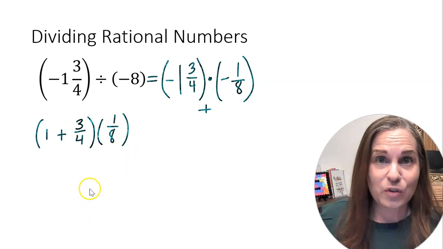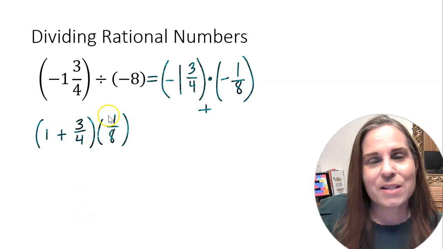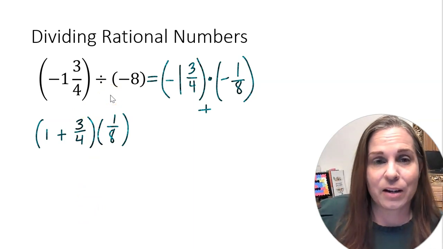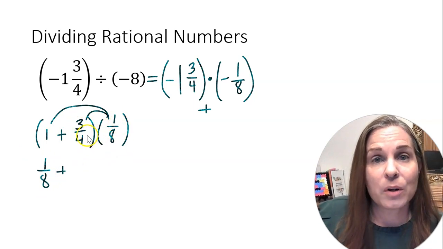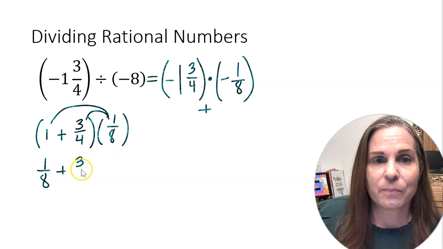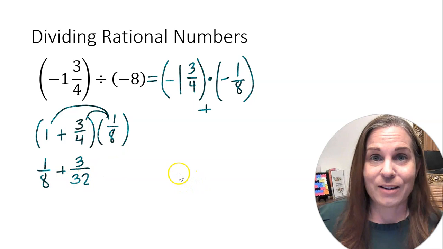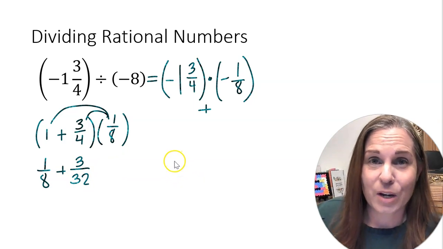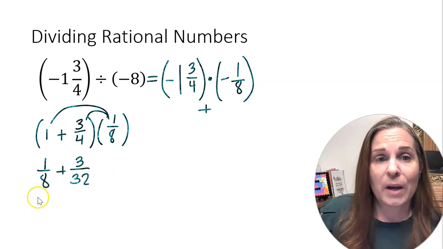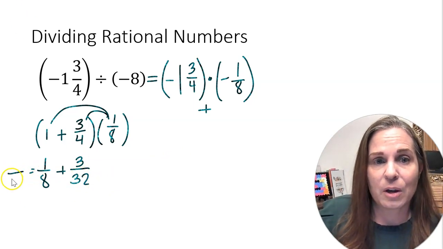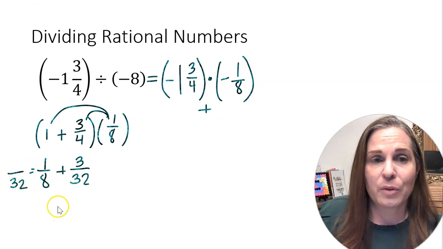So I'm going to use the distributive property again. Just because it's on the right side doesn't make it any different. So I'm going to distribute in 1/8. 1/8 times 1 is 1/8. And 1/8 times 3/4, I do top times top and bottom times bottom. Now the problem here is that I don't have a common denominator, right? But 8 does go into 32. So I could rewrite 1/8 with a common denominator of 32.